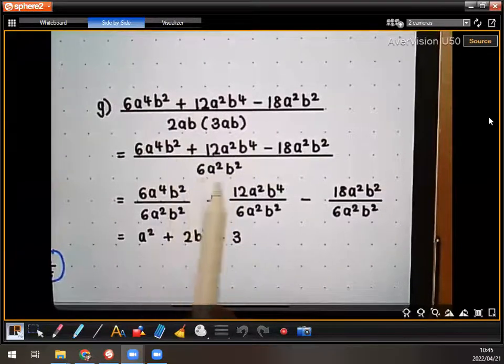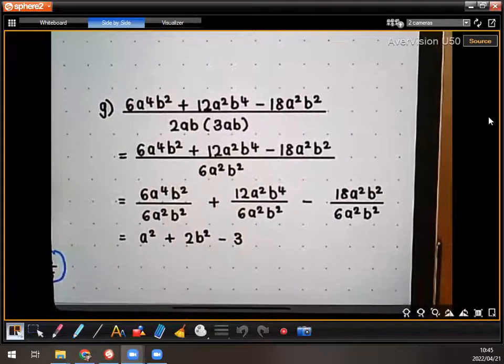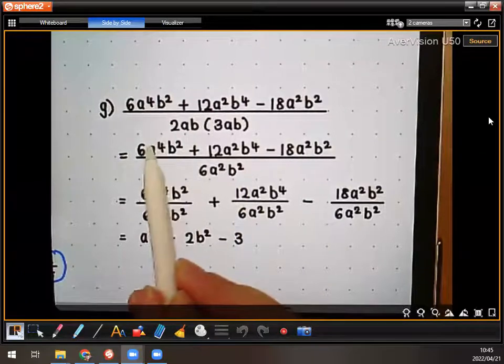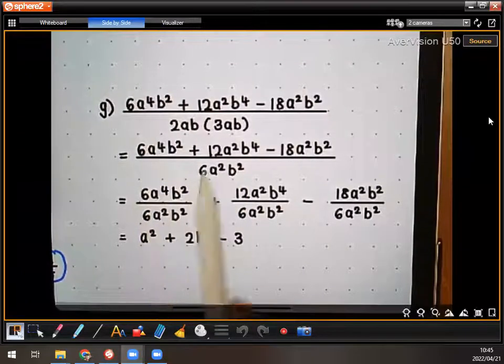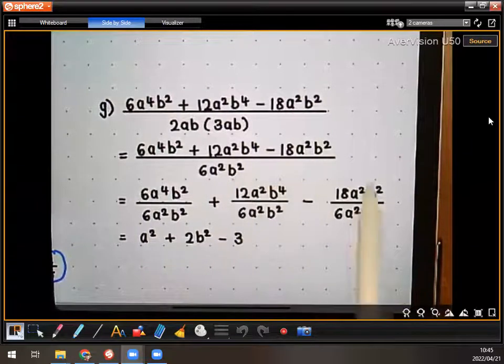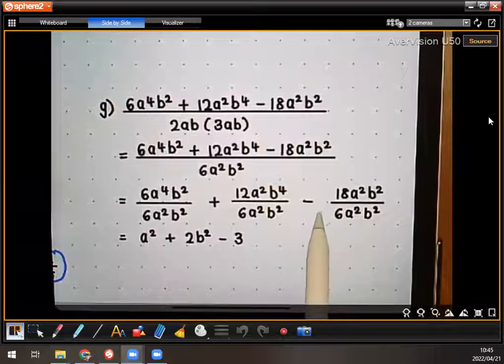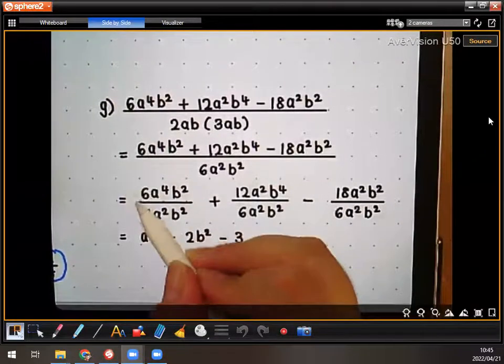Okay, so again, you have to do that first before you split your fraction up. So you're going to take that over that, plus the middle term over the denominator, minus the last term over the denominator. Okay, and then simplify each of them separately.